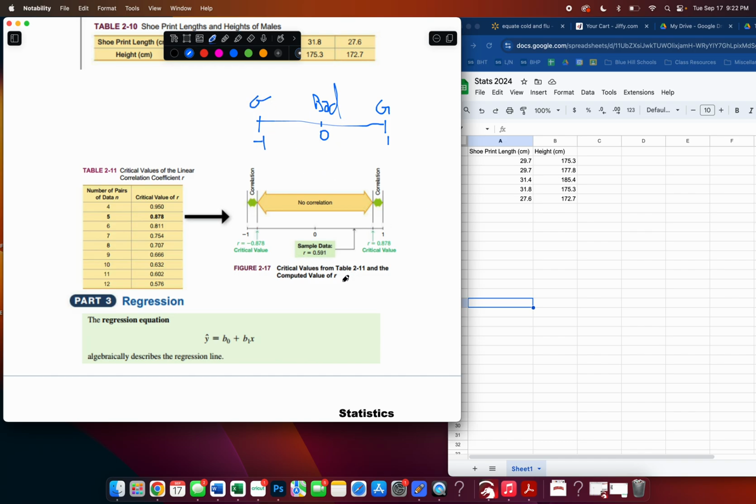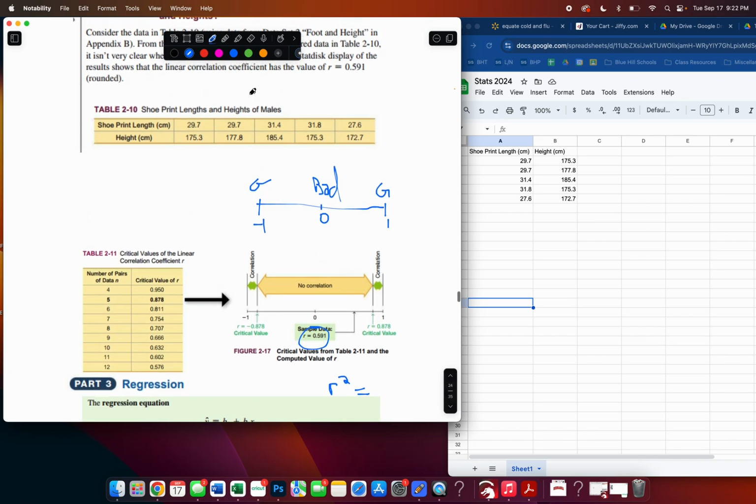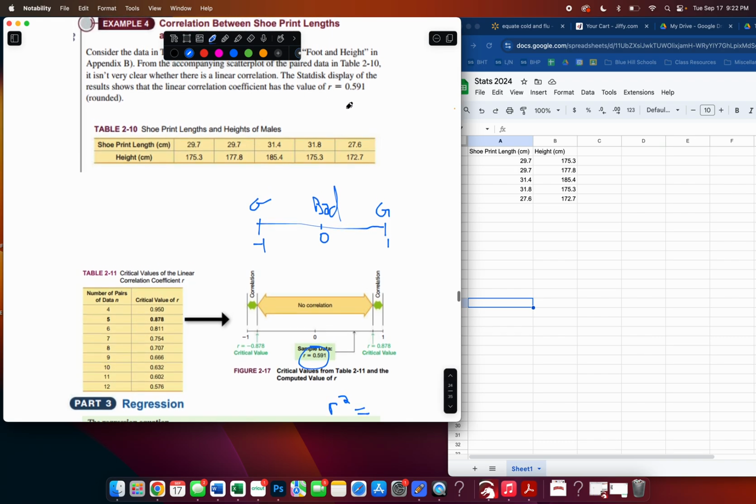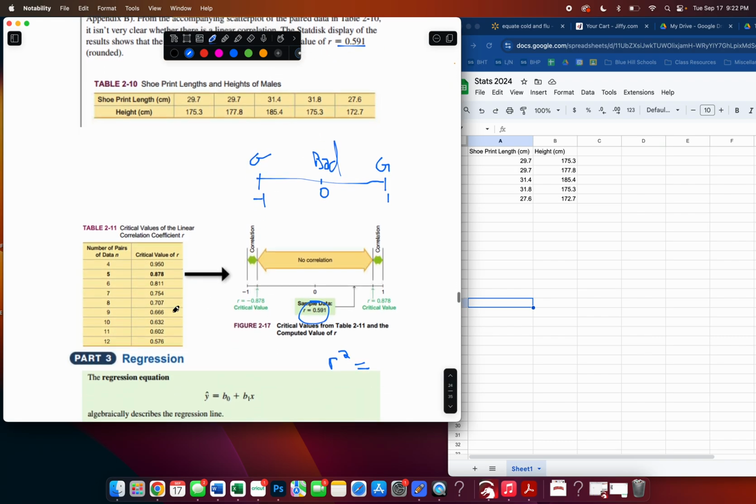Now sometimes, and I'll show you how this works especially on the graphing calculator, it will spit out a value called r squared, okay? And r squared is just this value squared, right? So 0.591 was the value of r that they gave us for this data set. And we said that when I have 5 groups of data, r has to be at least 0.878 in order to be considered a good linear relationship. So 0.591 is not a good linear relationship.